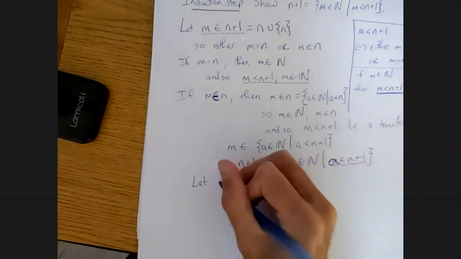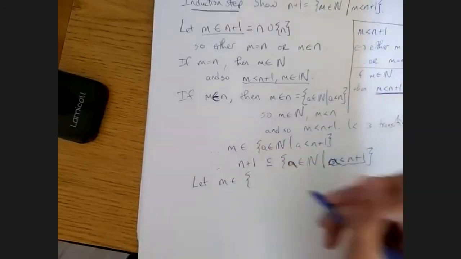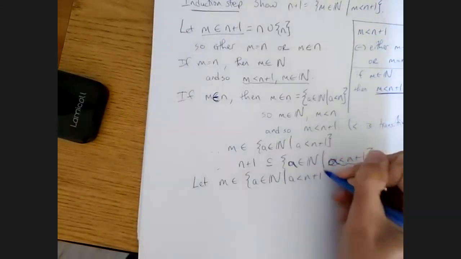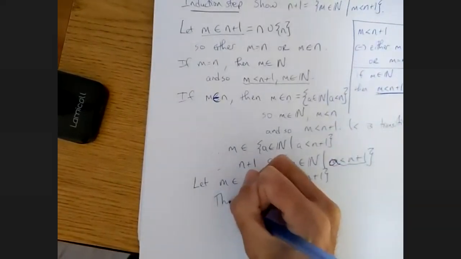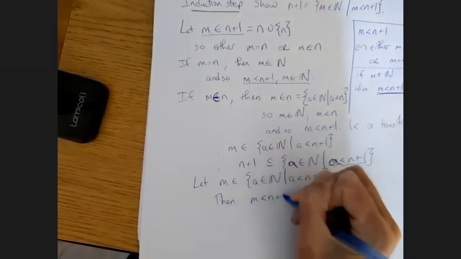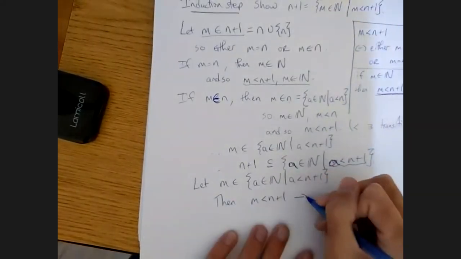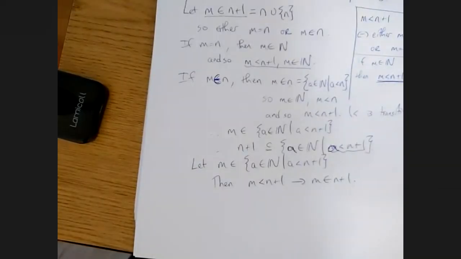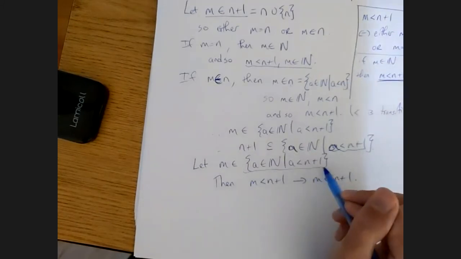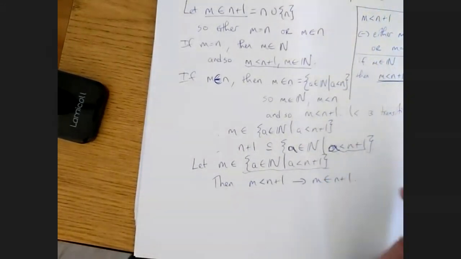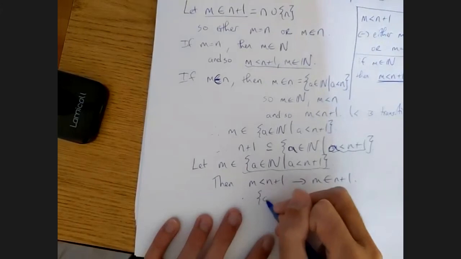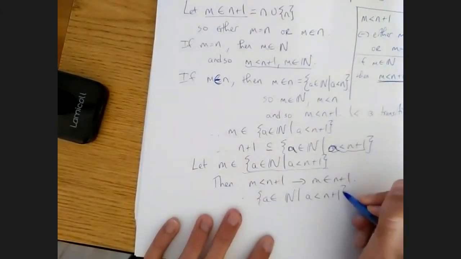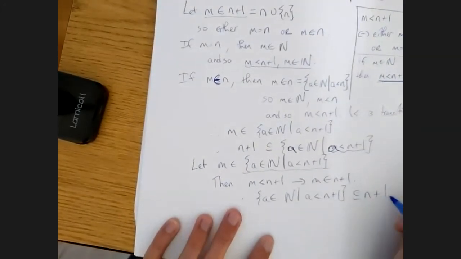Okay, so now let m be an element of the set of all a such that a is less than n plus 1. Well, then m is less than n plus 1, and the definition of less than just tells us that m is in n plus 1. In other words, this set is automatically contained in n plus 1. There's actually not much to say there.